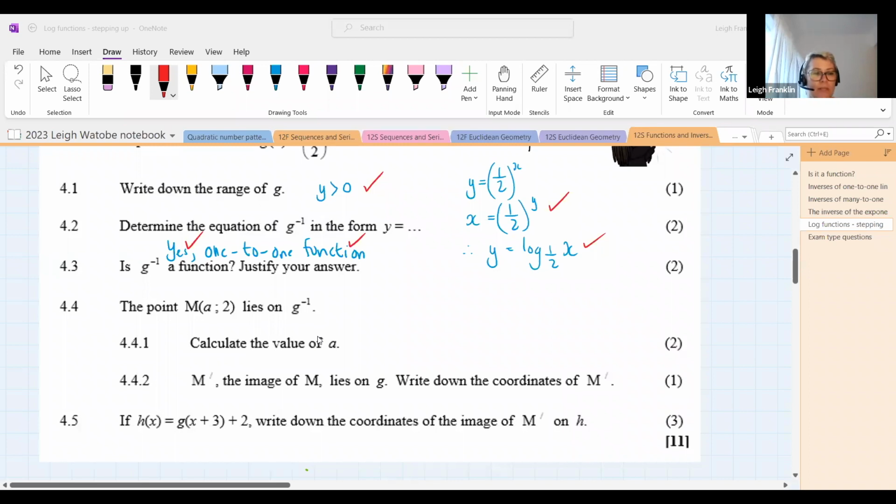All right, so the point M with x coordinate a and y coordinate 2 lies on the inverse. The first thing they want us to do is calculate the value of a. So a is the x coordinate and it lies on our inverse. What are we going to do for this question? Can anybody tell me what you think I should write? Good, Logie. Yes. Where am I substituting into what?